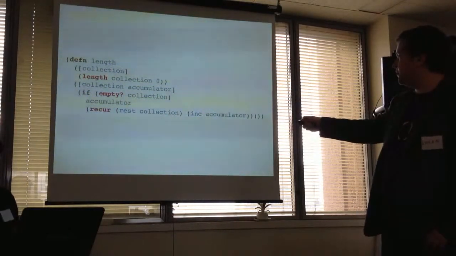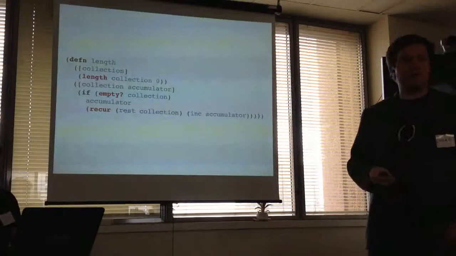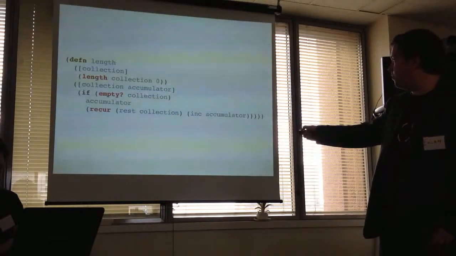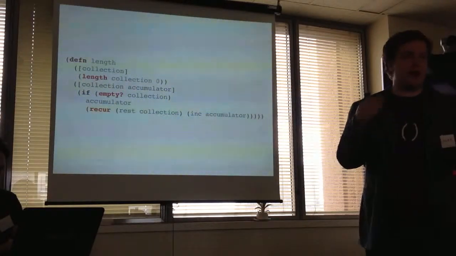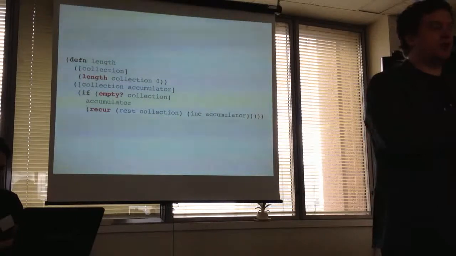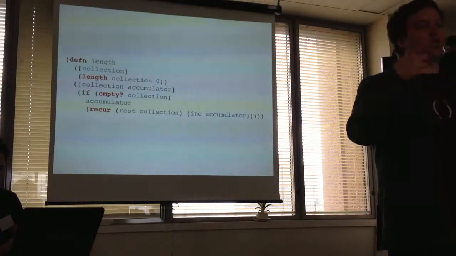The reason we have defined a one argument form is for convenience, because the two argument form takes a collection and also an accumulator. So we're using that to keep track of how many items we've already seen.